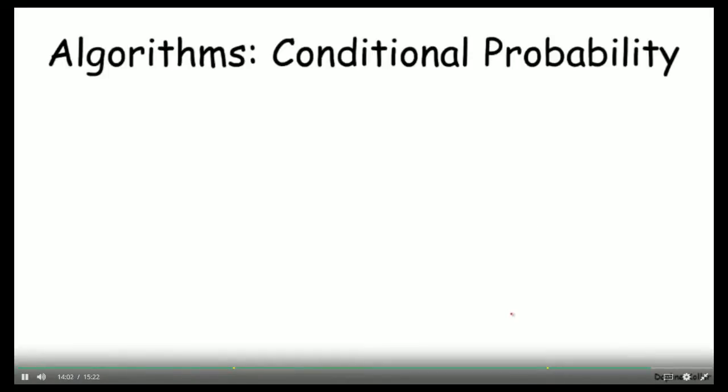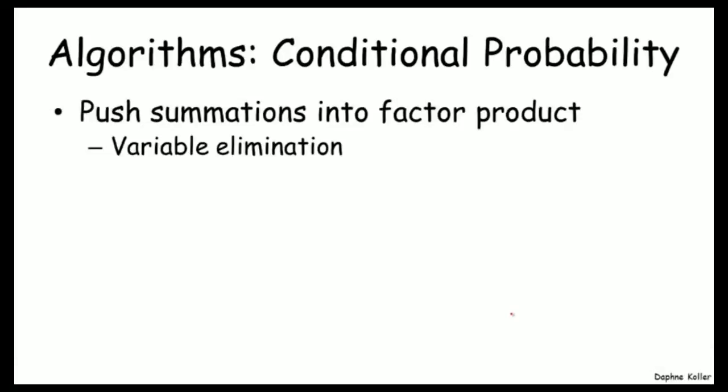There are many algorithms for computing conditional probability queries. One of those involves pushing the summations into the factor product. This gives rise to an algorithm called variable elimination. It turns out to be a special case of a class of algorithms called dynamic programming. And it's a form of exact inference.